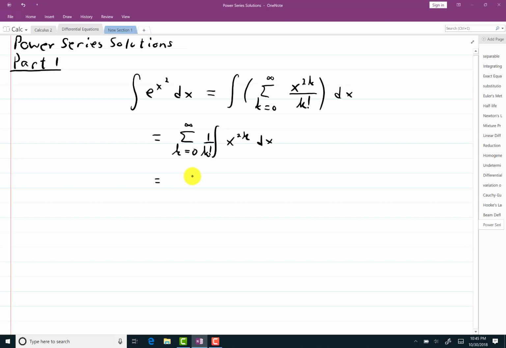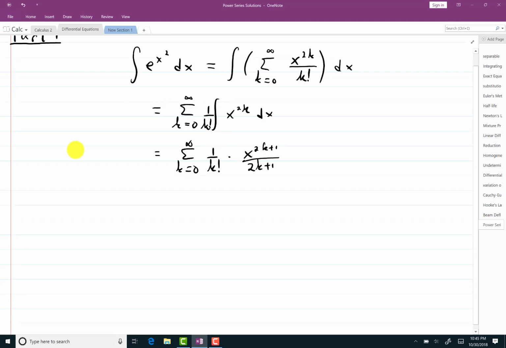and everybody knows what that is. We have k equals 0 to infinity, 1 over k factorial times x to the 2k plus 1 all over 2k plus 1. I'll stop right there, plus a constant if we need to have it. But the point I'm making is that this is an impossible problem unless you go to infinite series. Well, that's exactly what we're going to be looking at here.